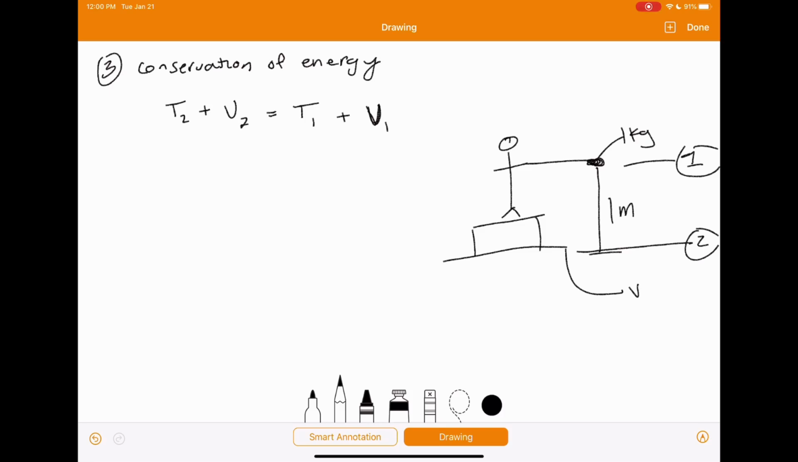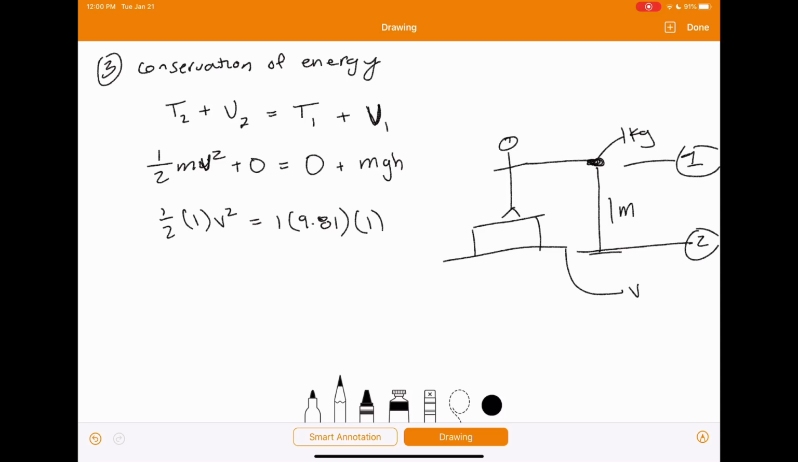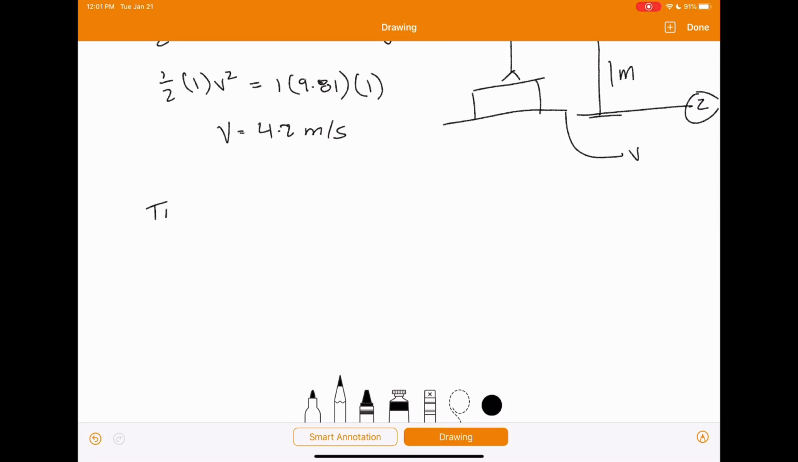So at position 2, the kinetic energy is going to be 1/2 mv squared. Now the potential energy, now it's on the ground, is going to be 0 because h is 0 at the ground. And then kinetic energy at 1, we're holding it, so there is no kinetic energy, but the potential energy is going to be mgh. So we're going to get 1/2 times 1 times v squared equals 1 times 9.81 times 1. And if you solve that all out, you're going to get a velocity of 4.2 meters per second when it hits the ground. All right, so go ahead and try one of these on your own.